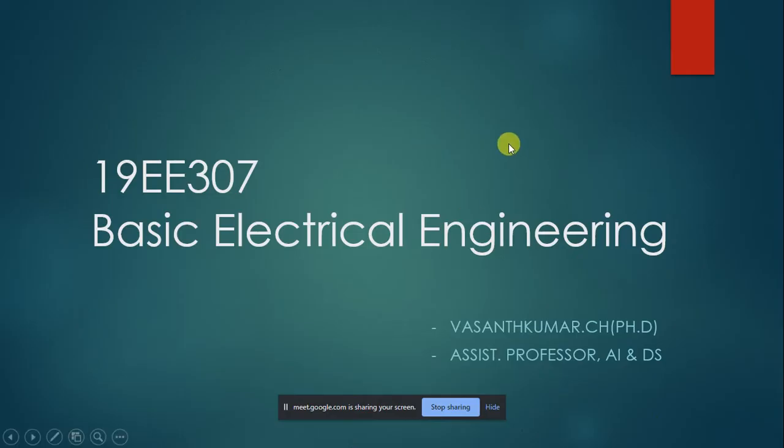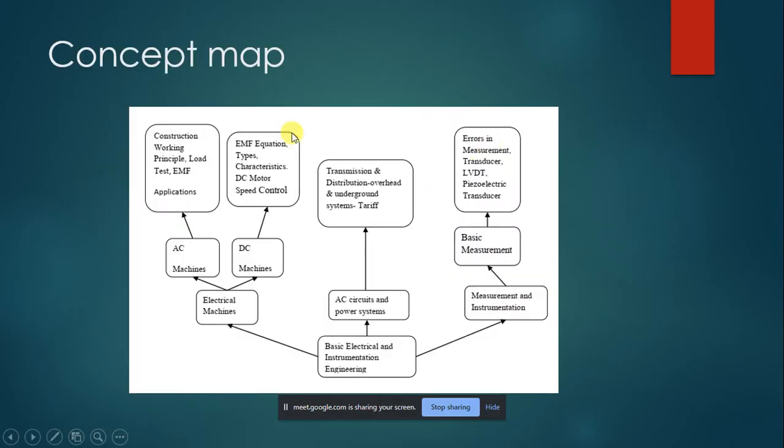So in the first unit, let us talk about the concept map. This is the concept map of the complete subject. Your subject is electrical systems, which is divided into two segments. The first one is machines, the second one is measurement. For the very first unit there is no major classification, but it has been given like this. Basic electrical instrumentation will go all around these three blocks.